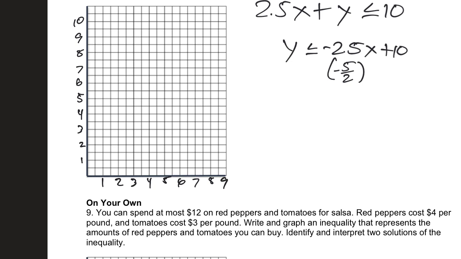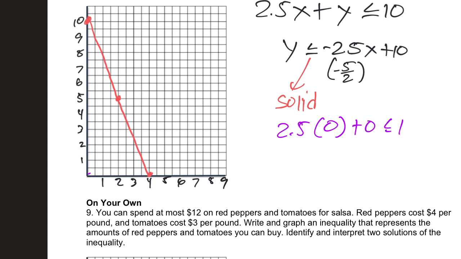All right, so my intercept is up here at 10. I'm going to go down 5, so that means go down to 5 and go over to 2, put a point, and I'm going to go down 5 again, over to 2, which is the 4. This is a solid line. So I'm going to connect these. And then I'm going to test a point. Let's test 0, 0. So is 2.5 times 0 plus 0 less than or equal to 10? 0 is less than or equal to 10, which works. So I'm going to quickly shade everything that's in here.